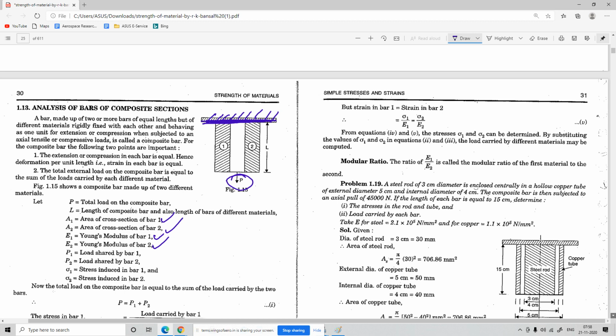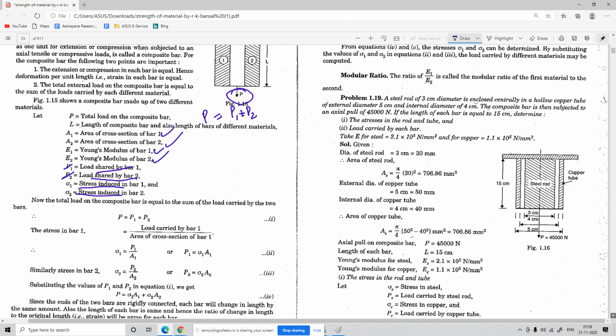Okay, and the load shared, that means P is the total load, so I can say P1 plus P2 is the total load. So P1 is the load shared by bar 1 and P2 is the load shared by bar 2. Then if the load is different, obviously the stress induced will also be different in the different sections, right?